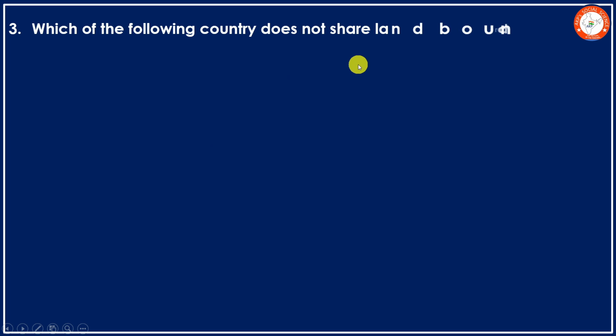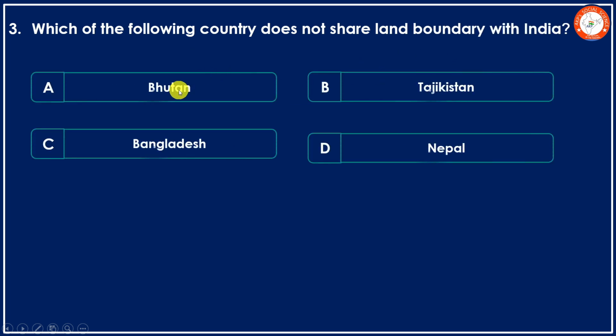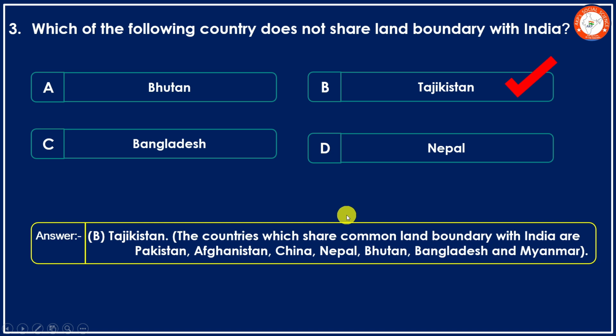Which of the following countries does not share a land boundary with India? Bhutan, Tajikistan, Bangladesh, Nepal. The correct answer is Tajikistan. The countries which share a common land boundary with India are Pakistan, Afghanistan, China, Nepal, Bhutan, Bangladesh and Myanmar.